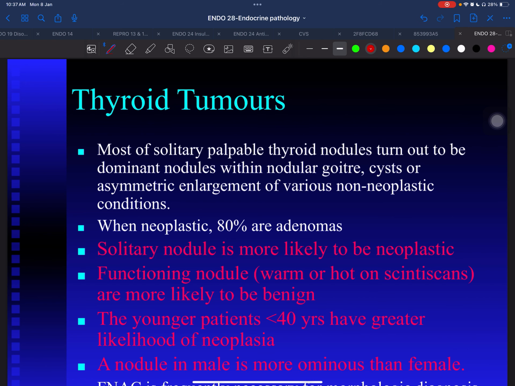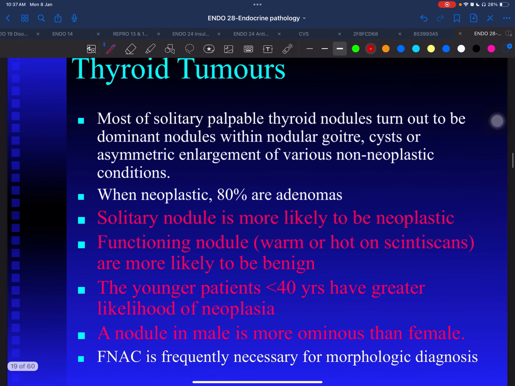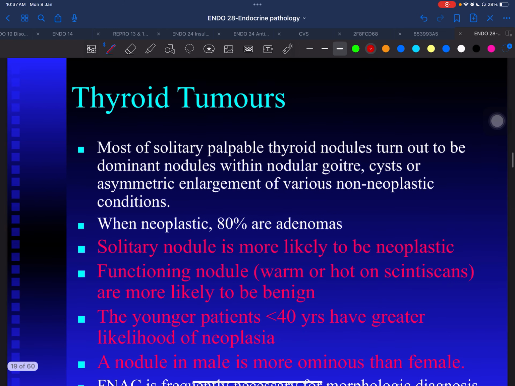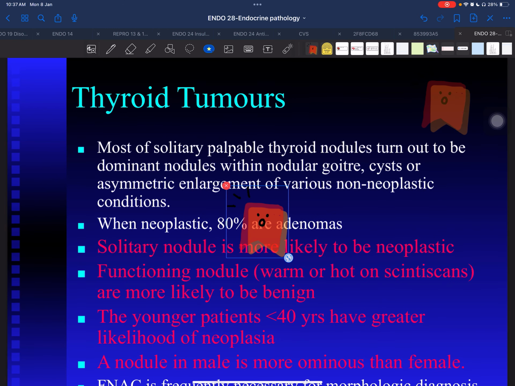Okay. Right, now we go to thyroid tumors. This one is important. Very important. But this is more that we have to remove it because it's cancerous. Okay, there are two. There is benign, there is malignant. The benign one is called adenoma. Malignant is carcinoma.